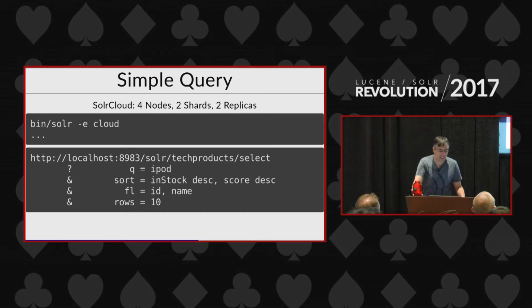Now let's talk about cloud queries. So we're going to go back and look at our simplest query from before, but in the context of 4 nodes with 2 shards and 2 replicas, right? Which is kind of the basic reliability factor. You've sharded, you've got some recovery mechanisms in place, and you're able to scale a little horizontally. So this is the time when we actually have to start having an interesting conversation about HTTP, okay?